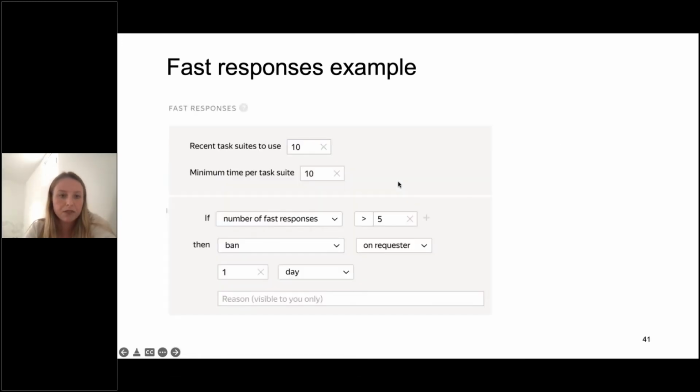And let me give you an example of something checking those basic components in Toloka. So this is an example of fast responses. Basically, what are you doing here? If someone has already completed 10 different tasks, and if he completed 5 of them under 10 seconds, you ban them on your project for a day. So again, you should adjust those according to your project needs. And this is just an example to show you.